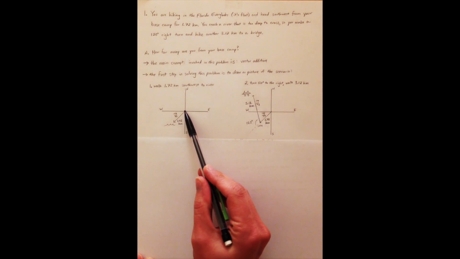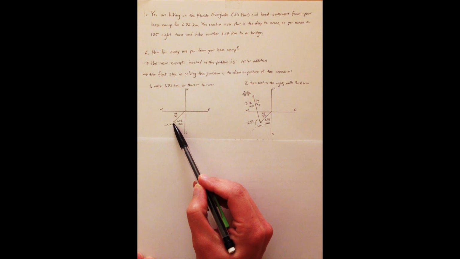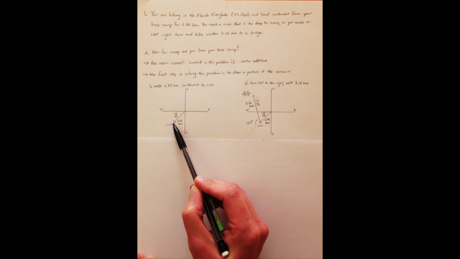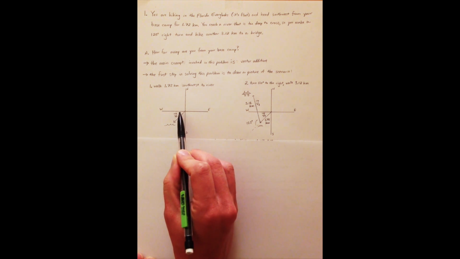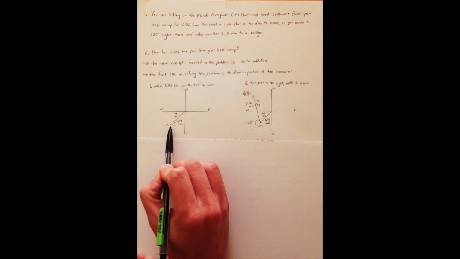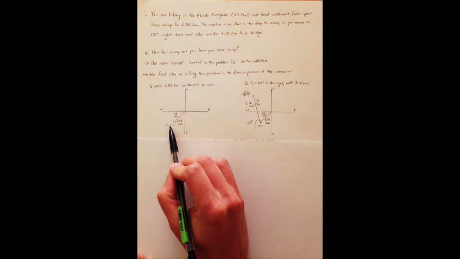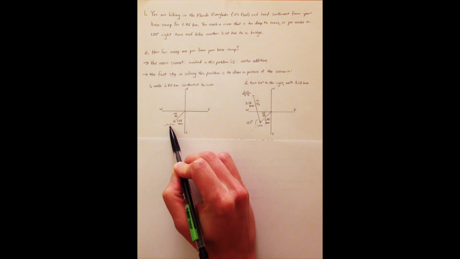The main concept involved in this problem is vector addition. The first step to solve this problem is to draw a picture of what's going on. You start at your base camp and you walk 1.72 kilometers southwest. So the angle between these two axes is going to be 45 degrees. You reach a river and you make a 120 degrees right-hand turn.